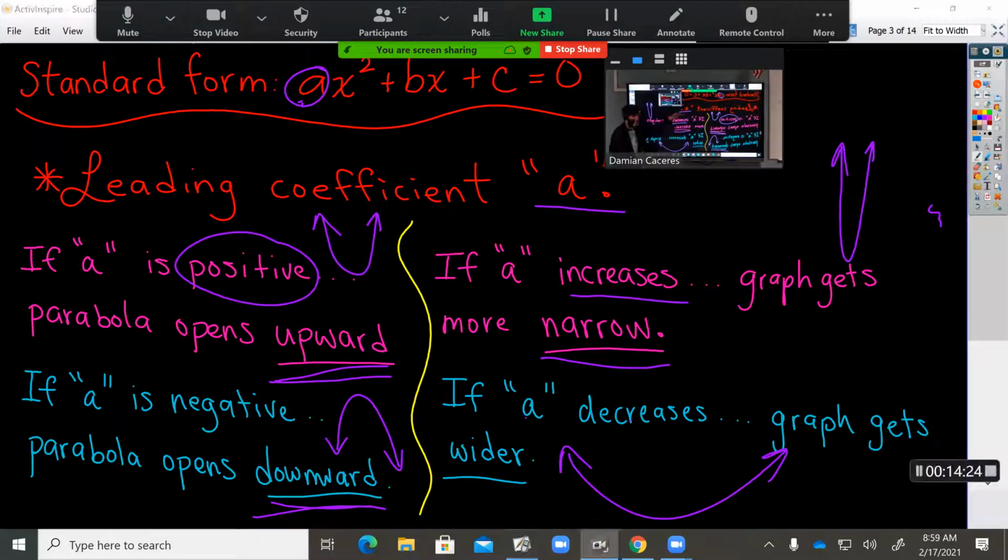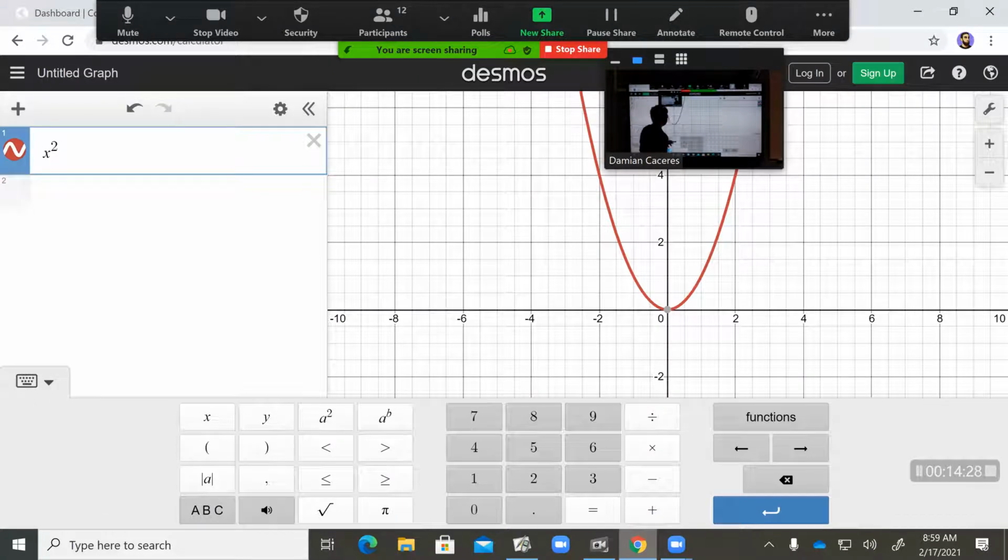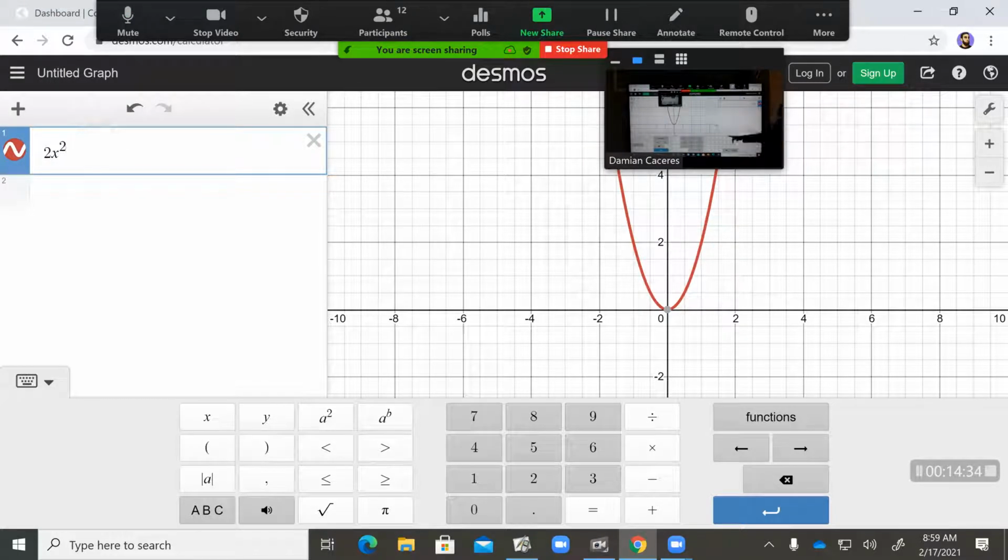Let's go to Desmos now so I can show these 4 things in action. So we'll start off with 2x squared. Look at that red U shape. Steph, look at this. Forget the notes. See this red U shape, right? It's 2x squared. That's the graph for 2x squared.